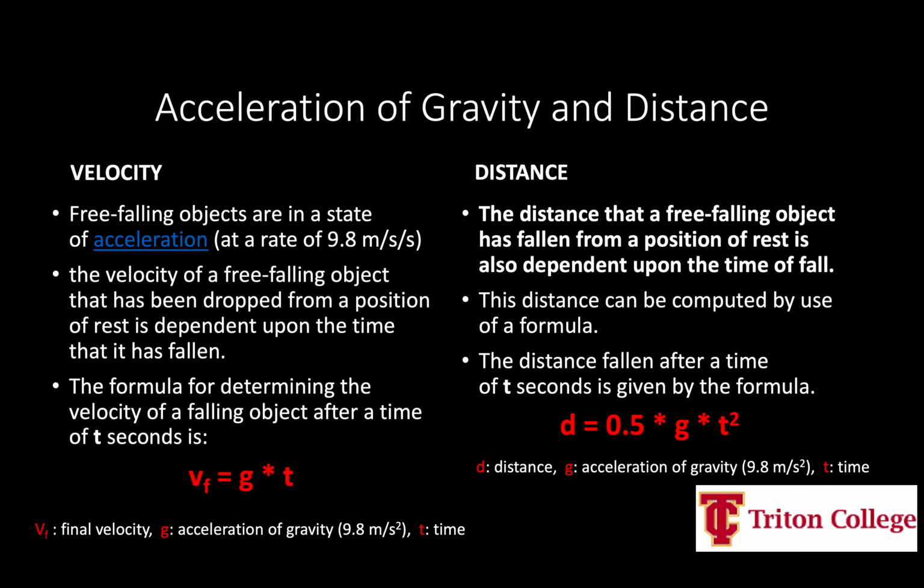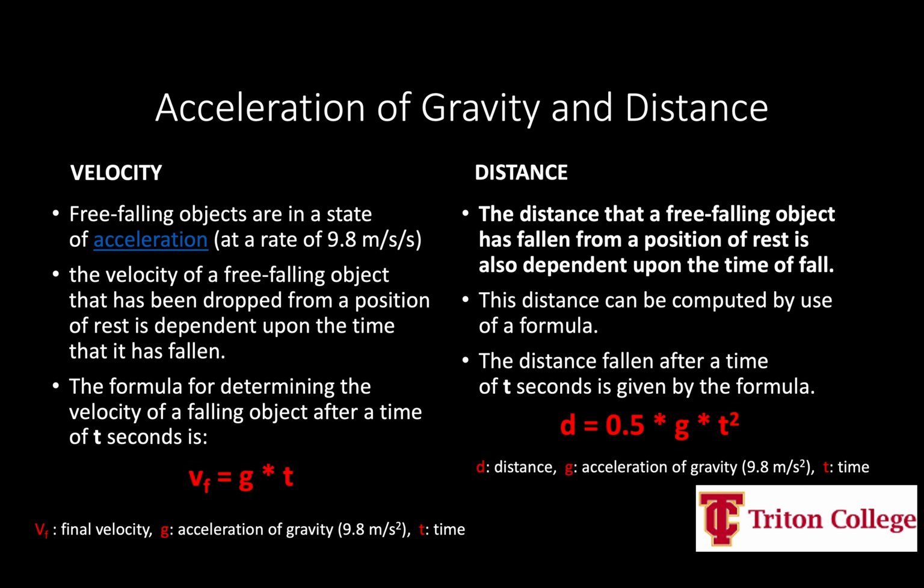So we could use algebra and formulate for distance. Well, the same holds true here. So let me start here with the velocity. Again, to reiterate, free-falling objects are in a state of acceleration, right? So it's not a constant speed, it's an acceleration. It increases at a rate of 9.8 meters per second squared, or 9.8 meters per second per second.